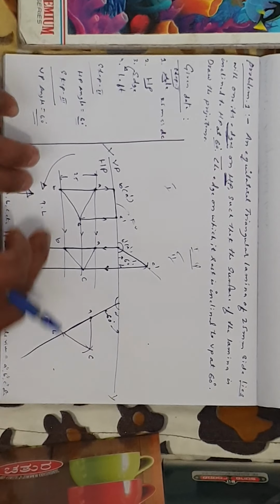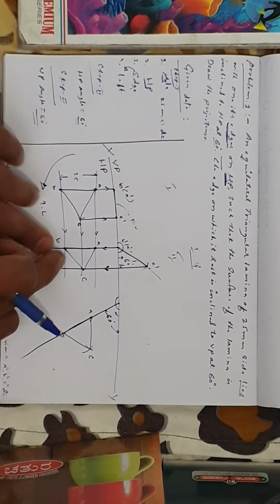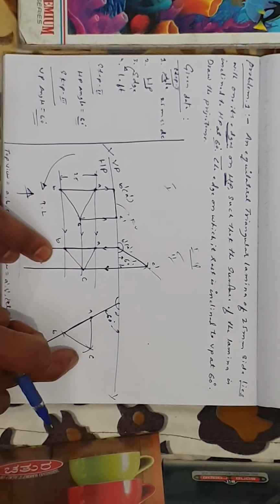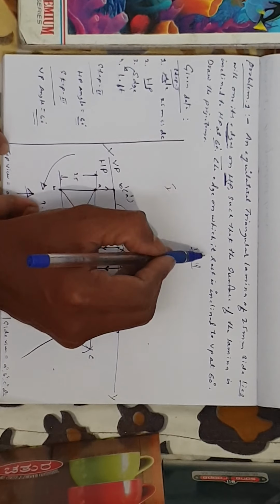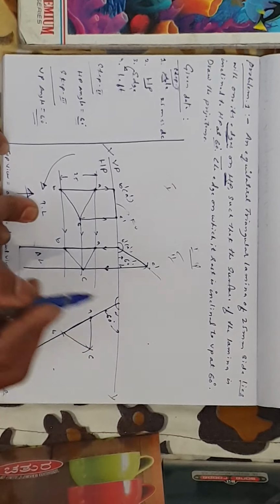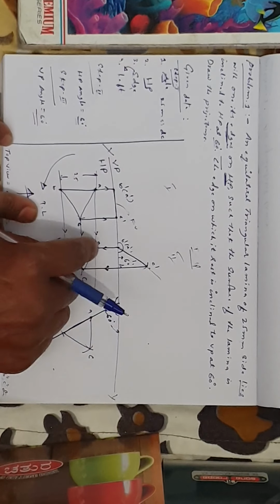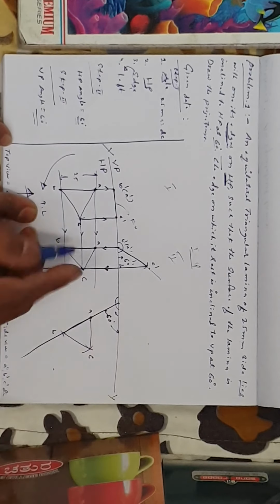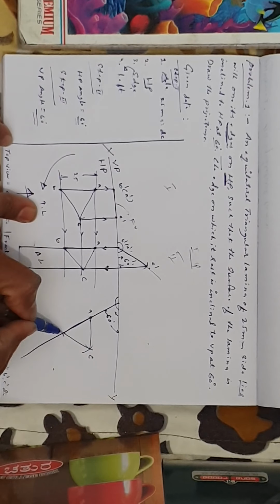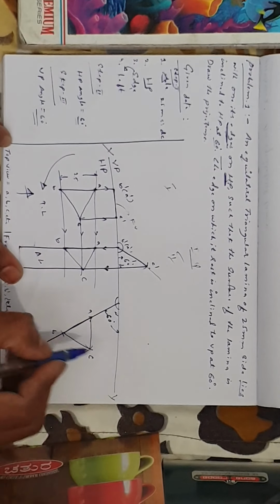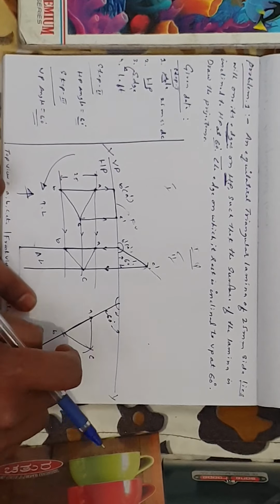When you see, this is the true, bigger, and this is the smaller. The same smaller apparent should be transferred here. The edge on which it rests is inclined to VP at 60 degrees. It means the resting edge should exactly coincide with the given VP line. Now this is the third step, top view.